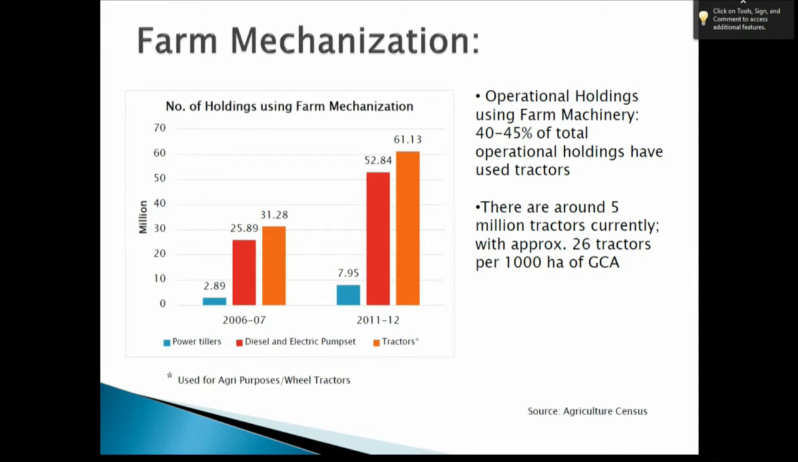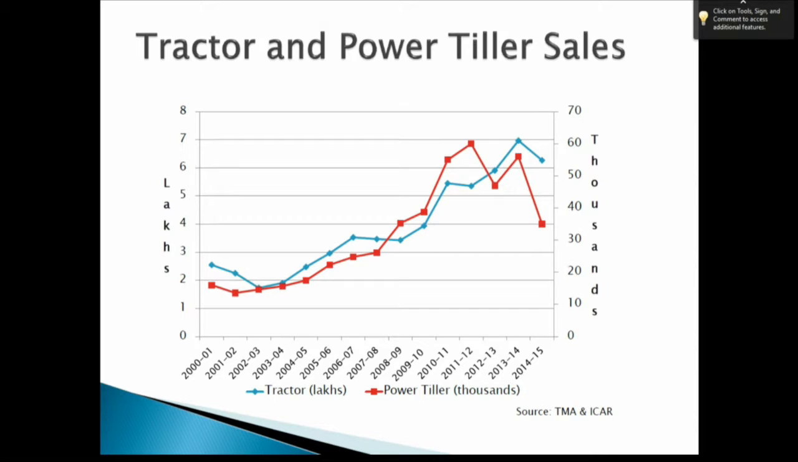At the moment, we have about 5 million tractors. It's a number we've deduced from the Tractors Association, and I can't vouch for the accuracy of the number, but it fairly represents the number of tractors at the moment. In terms of density, there are about 26 tractors per 1,000 hectares of GCA, gross cropped area. In terms of operational holdings, 40 to 45% of our operational holdings use tractors today. And then there are the tractor sales and the tiller sales, which have actually gone up over the years.